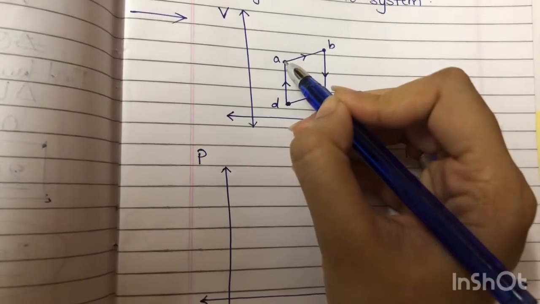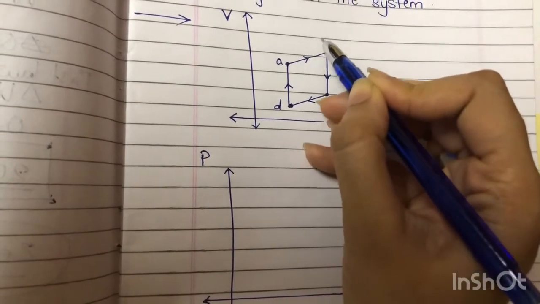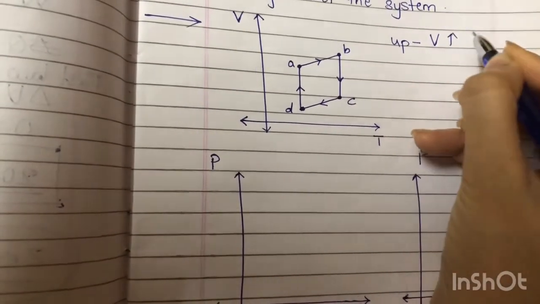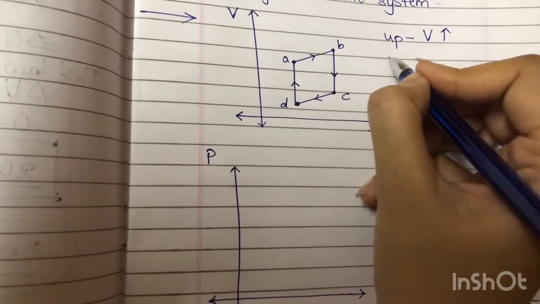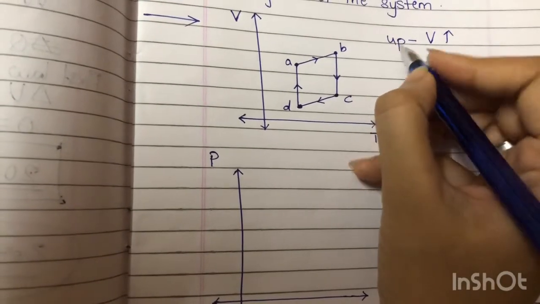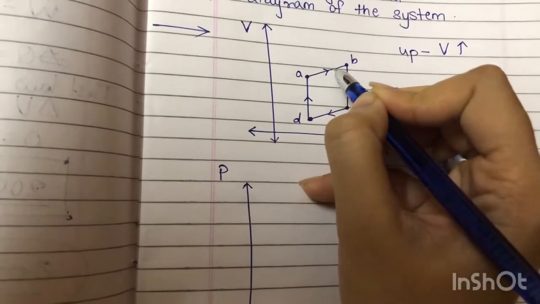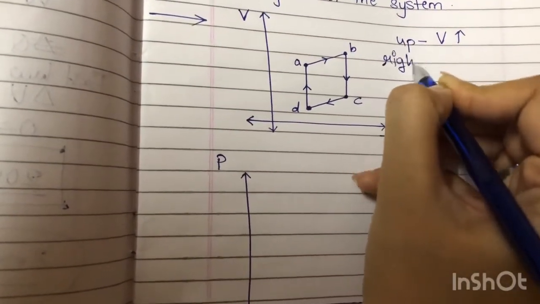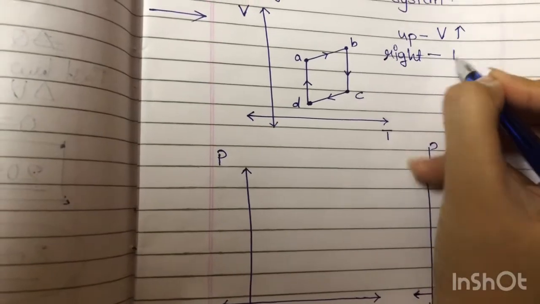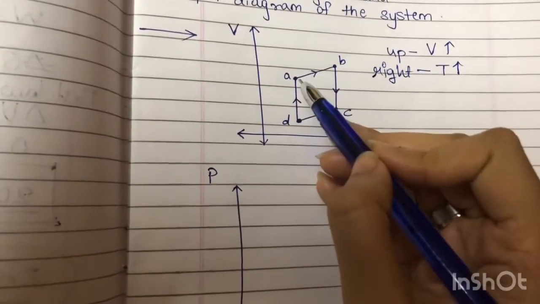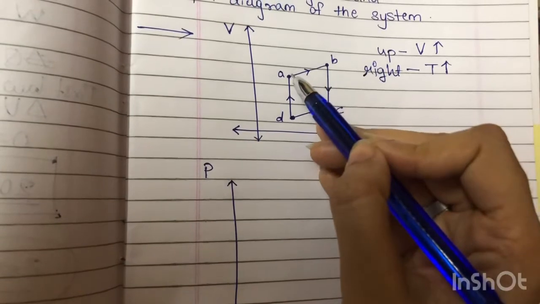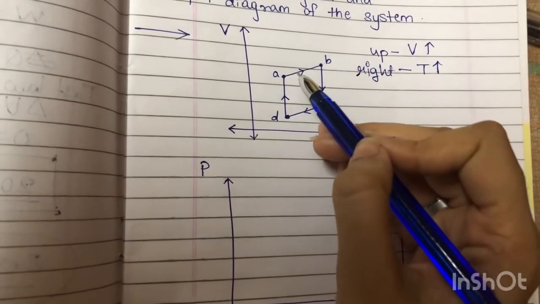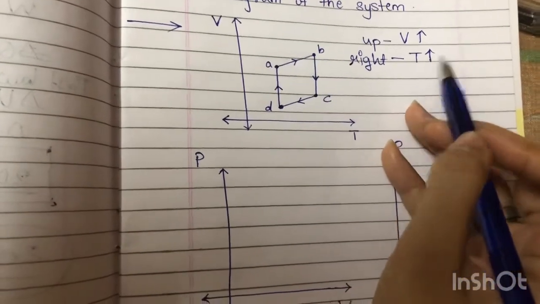So in this case, if the graph is going upward, it means volume is increasing, and down means volume is decreasing. So here the volume is increasing, and if it is moving towards the right-hand side, that means temperature is also increasing. If you notice from A to B, the graph is moving upward, so volume is increasing, and it is moving towards the right, so temperature is also increasing.